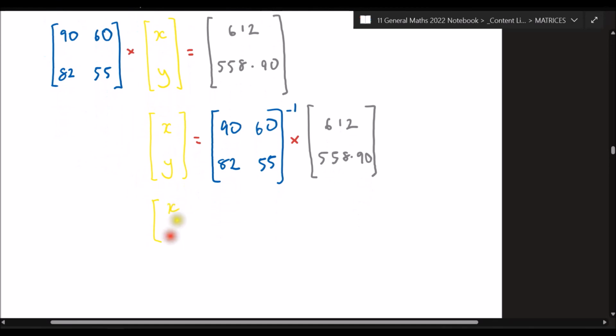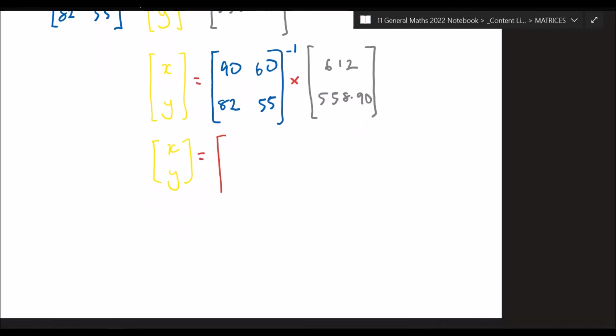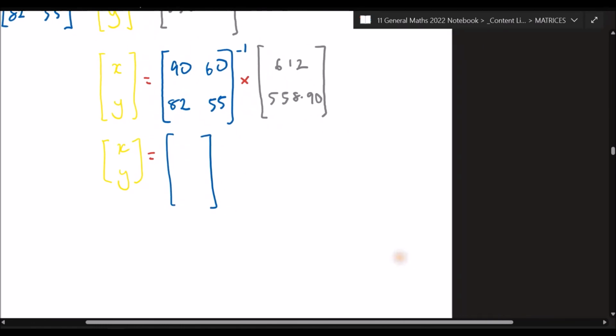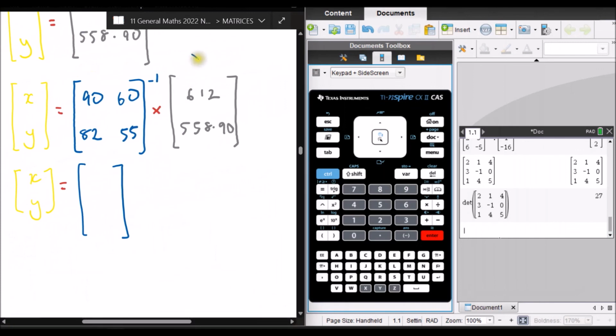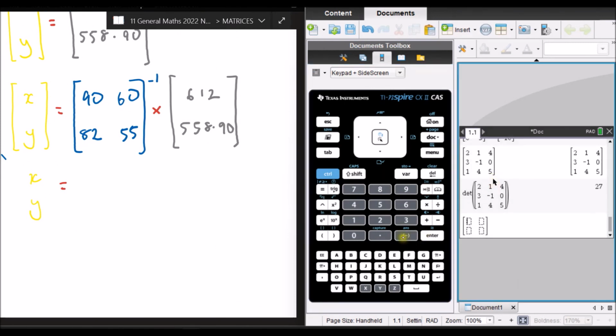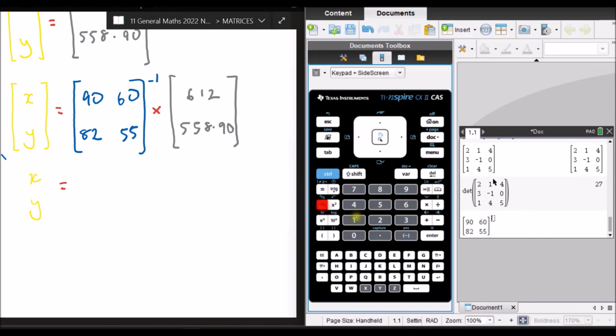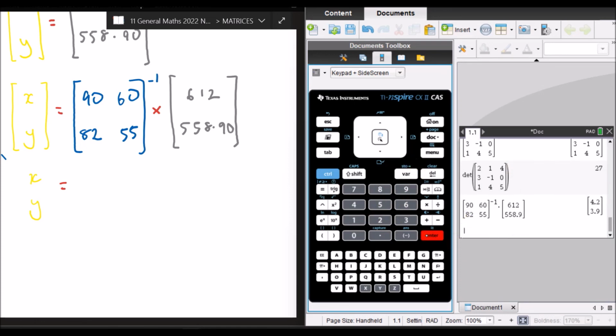So let's evaluate this. Remember, we're trying to find the price of one coffee and one tea. I'm going to use a calculator for this. All right, let's put it in. I'm literally just going to type this into my calculator. Nice and easy: 90, 60, 82, 55 to the power of -1, because I'm inversing it. Multiply by that matrix there, the answer matrix. So 612 and 558.9. Now I have to put the 0. So enter, and there is my answer.